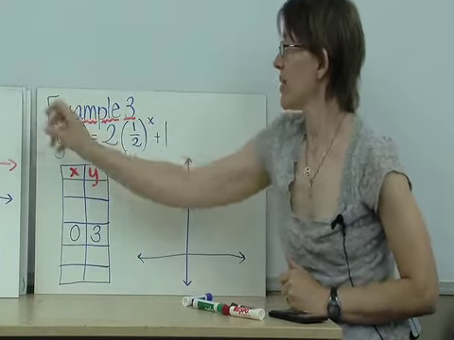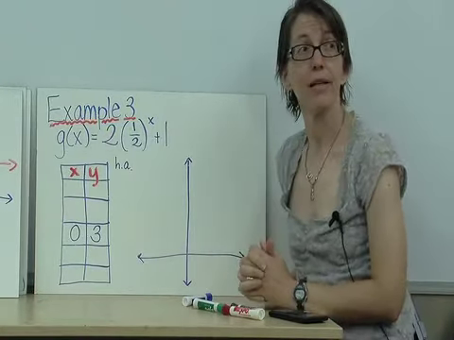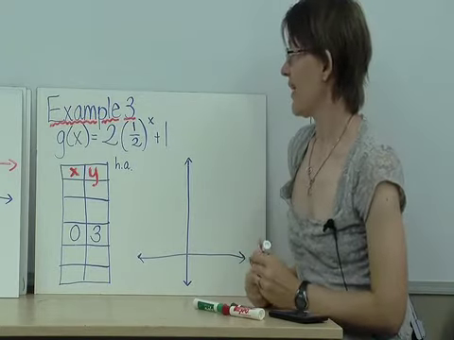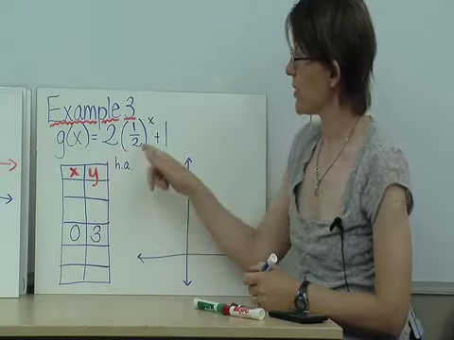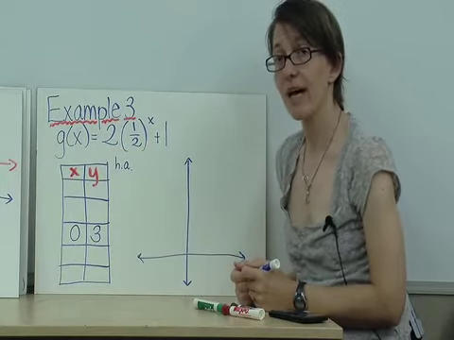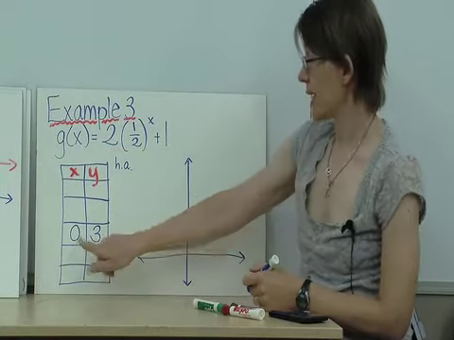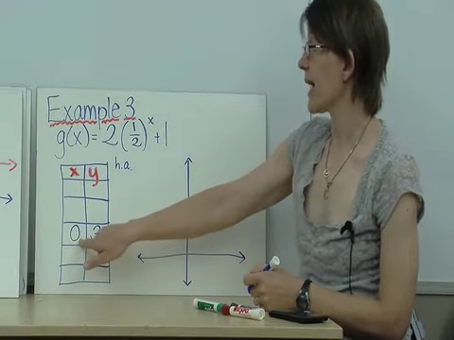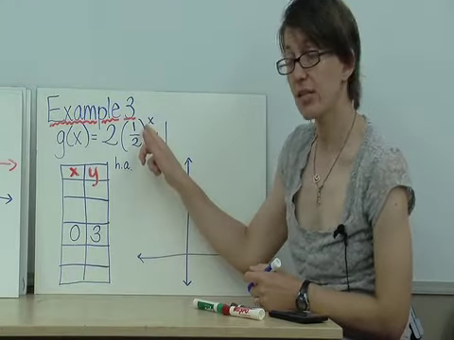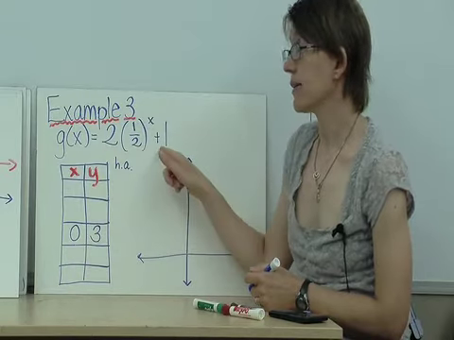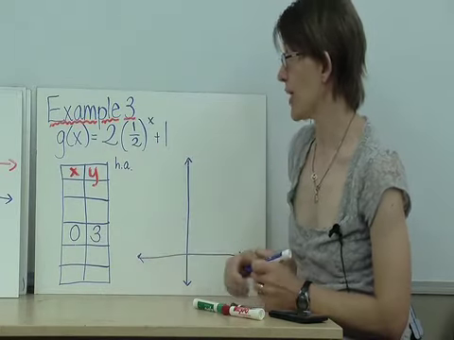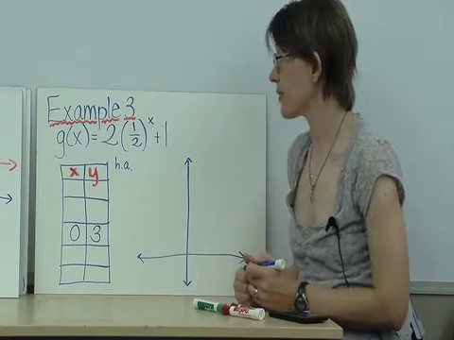On our final example, example 3, I have 2 times 1/2 to the x power plus 1. And again, my critical point is at h. Nothing is being added or subtracted to x, so that's 0. Then a plus k is 3. So my critical point is 0, 3.